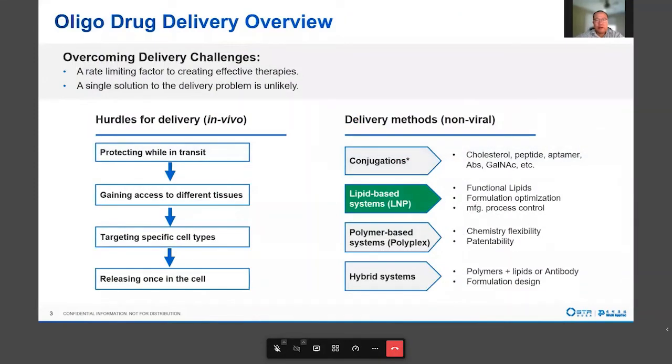So as aforementioned, oligo drugs provide a great advantage over traditional small molecule drugs. The formulation and delivery challenges are tremendous. They are still a rate-limiting factor to create an effective therapy, and due to the complexity of the formulation, a single solution is unlikely. So here are some of the hurdles for delivering oligo drugs in vivo.